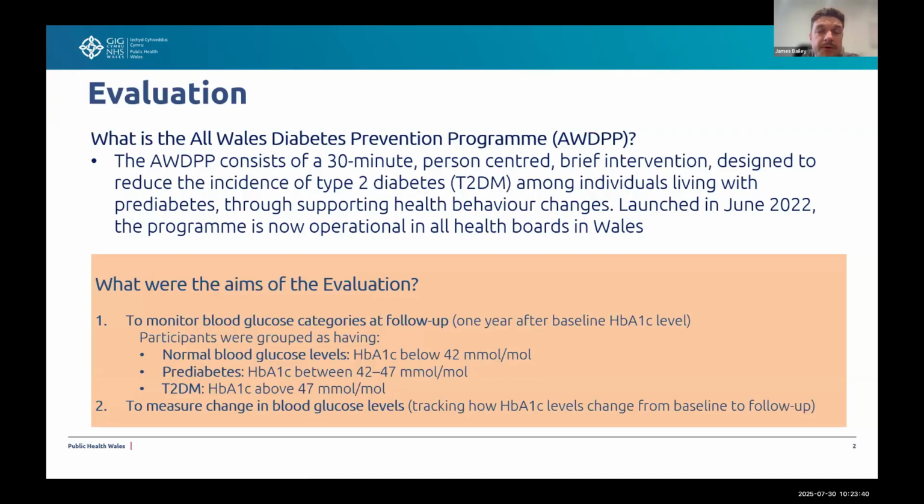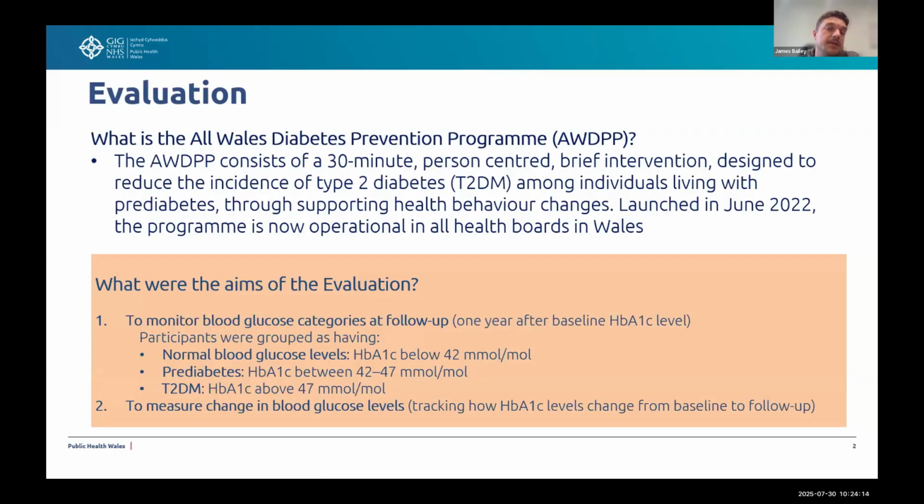Based on a number of early pilots undertaken in Wales 4 to 5 years ago, Welsh Government allocated funding to Public Health Wales to share this funding with health boards in Wales to deliver the programme. It's a 30-minute intervention delivered by healthcare support workers and dietitians. Basically, those identified as pre-diabetic are called into a general practice, and this 30-minute intervention is delivered. The aim of the programme is to reduce blood glucose levels.